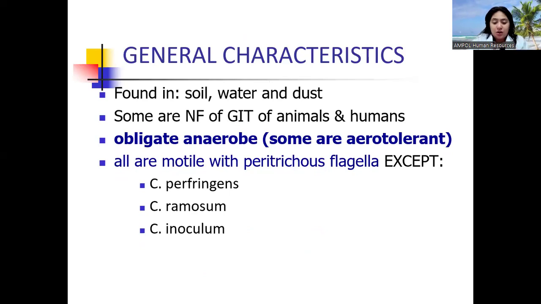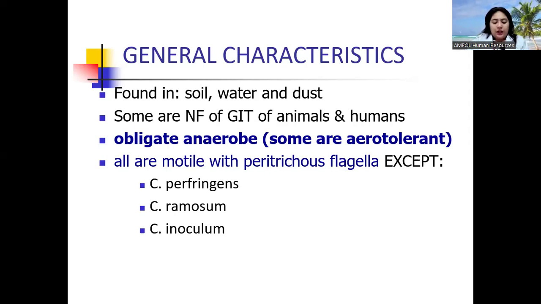The same with your Bacillus, they can be found in the soil. Some are normal flora of the GI tract of animals and human beings, and they are obligate anaerobes, meaning they cannot survive in the presence of oxygen.